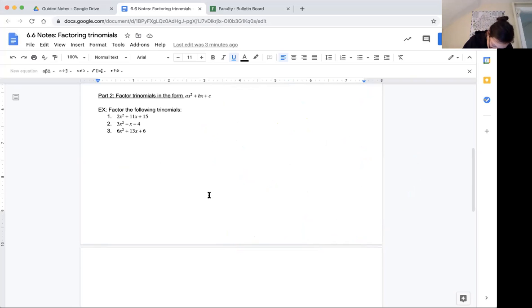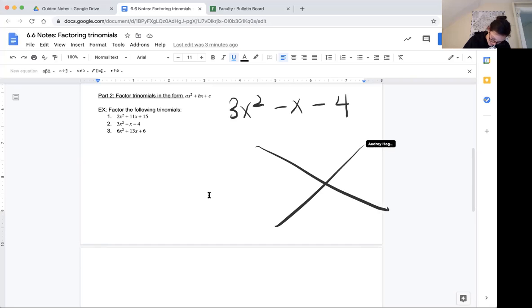We have 3x squared minus x minus 4. All right, so we're going to draw our x. In the top, we're going to have 3 times negative 4, which gives us negative 12. In the bottom, we're going to have negative 1.